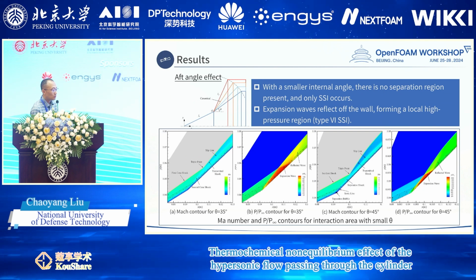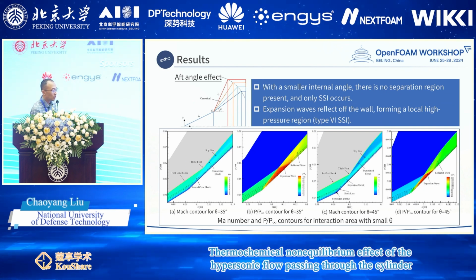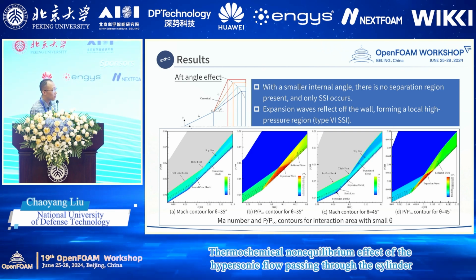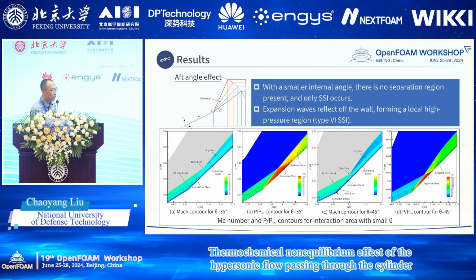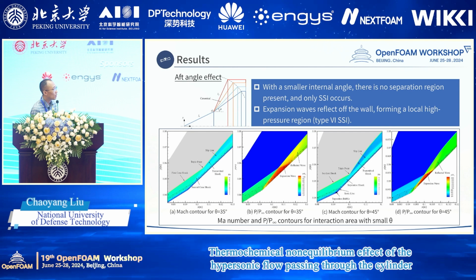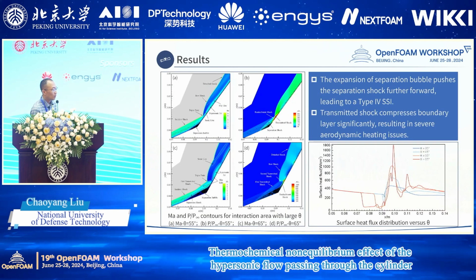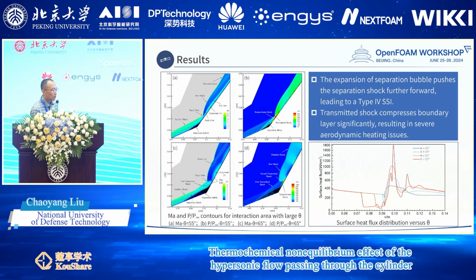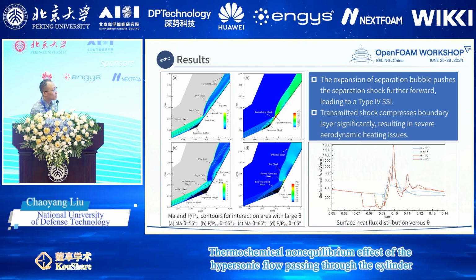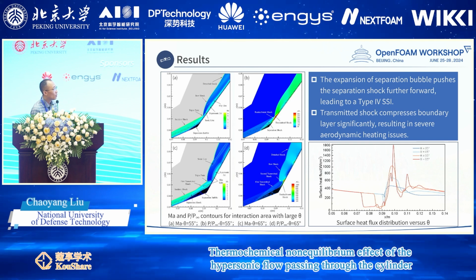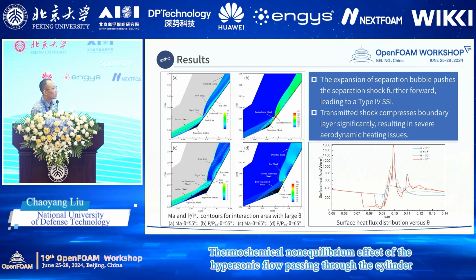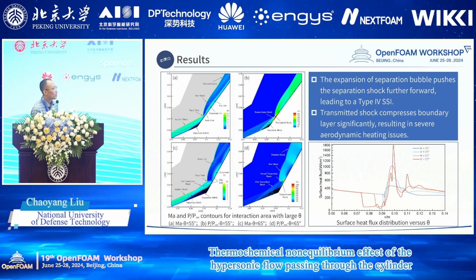Next, we also discuss the influence of the chilling edge of the double cone. With a smaller internal angle, there is no separation region, and only shock interaction occurs. Expansion will reflect off the wall, becoming a local high pressure region. As the chilling edge angle increases significantly, the expansion of the separation bubble pushes the separation shock further forward, leading to a type 4 shock interaction, and the transmitted shock compresses the boundary layer significantly, resulting in severe aerodynamic heating issues.